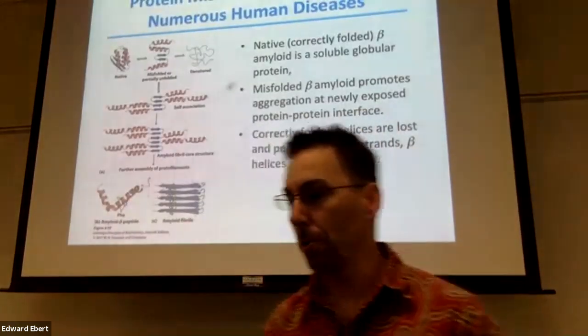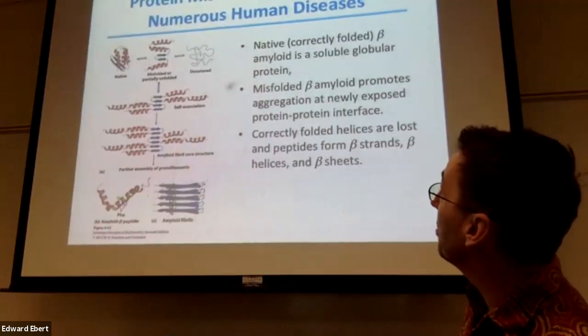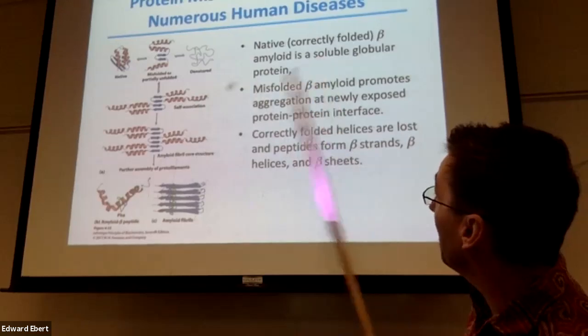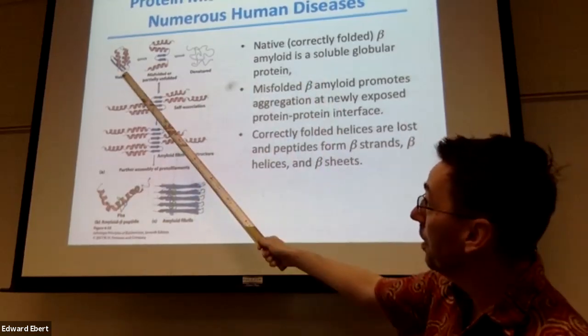I mentioned this a little bit earlier, but if we have misfolding, we can get a bunch of diseases in here. So a correctly folded beta amyloid is a soluble globular protein.